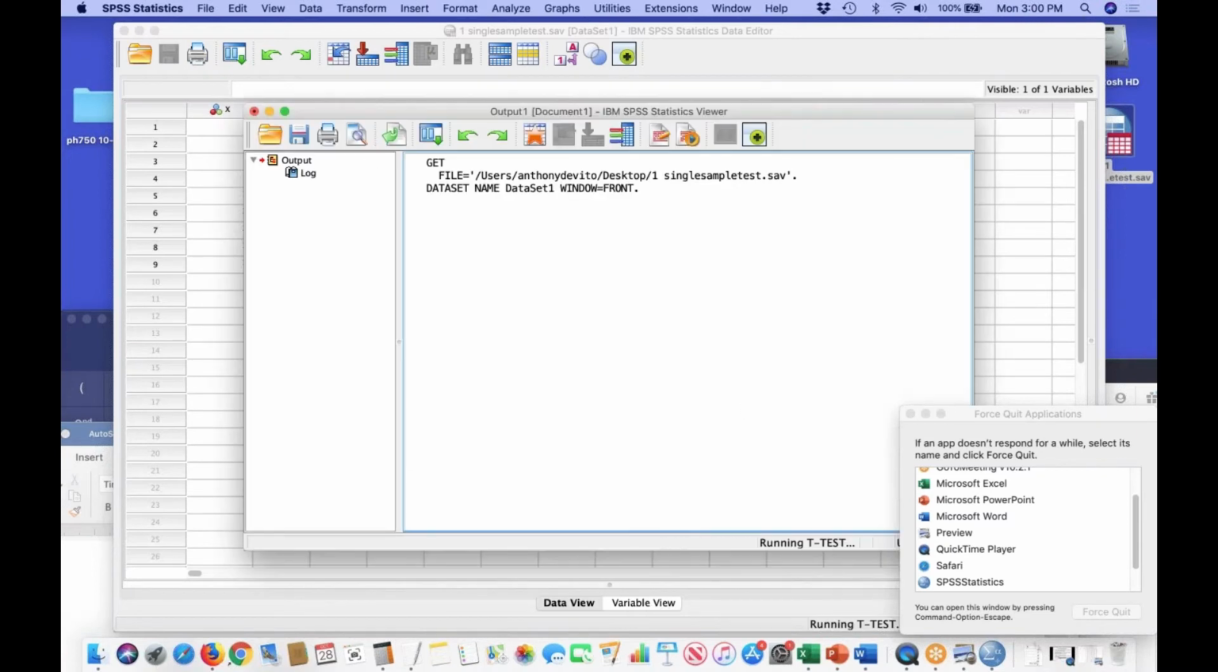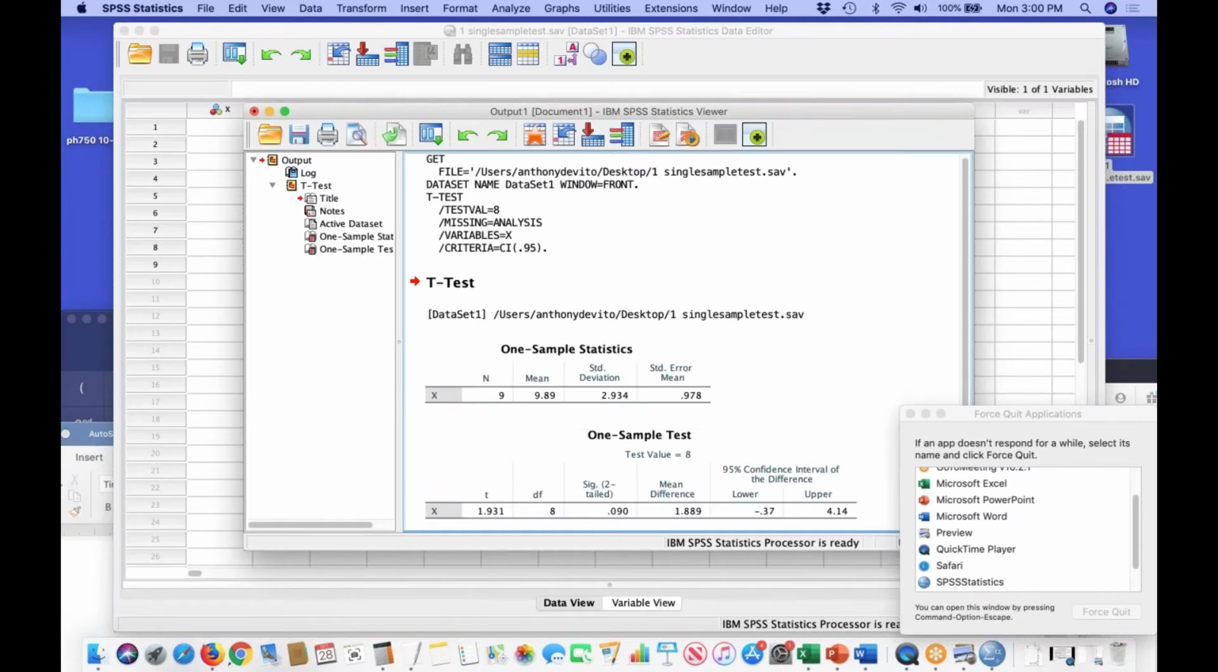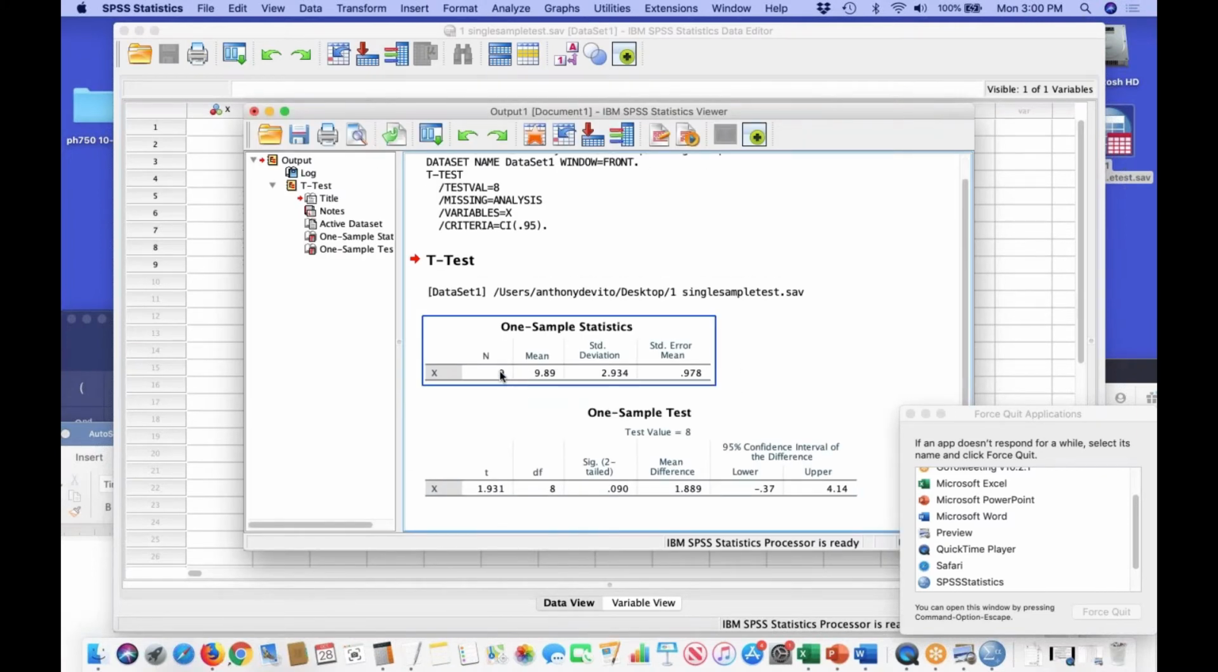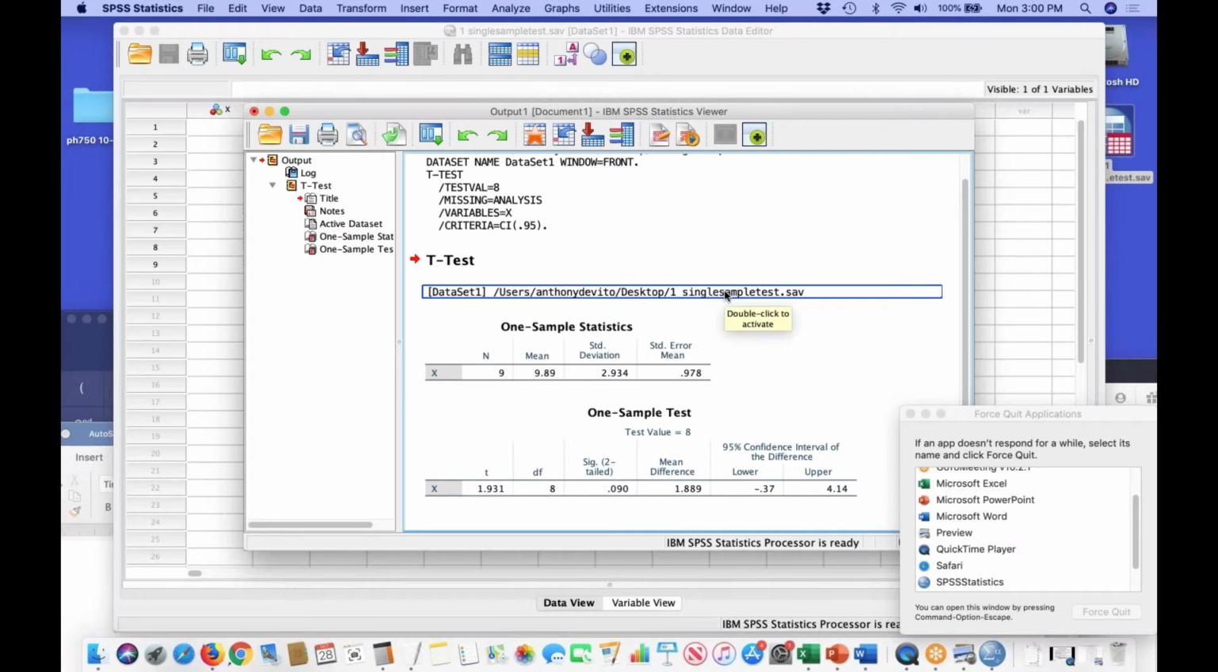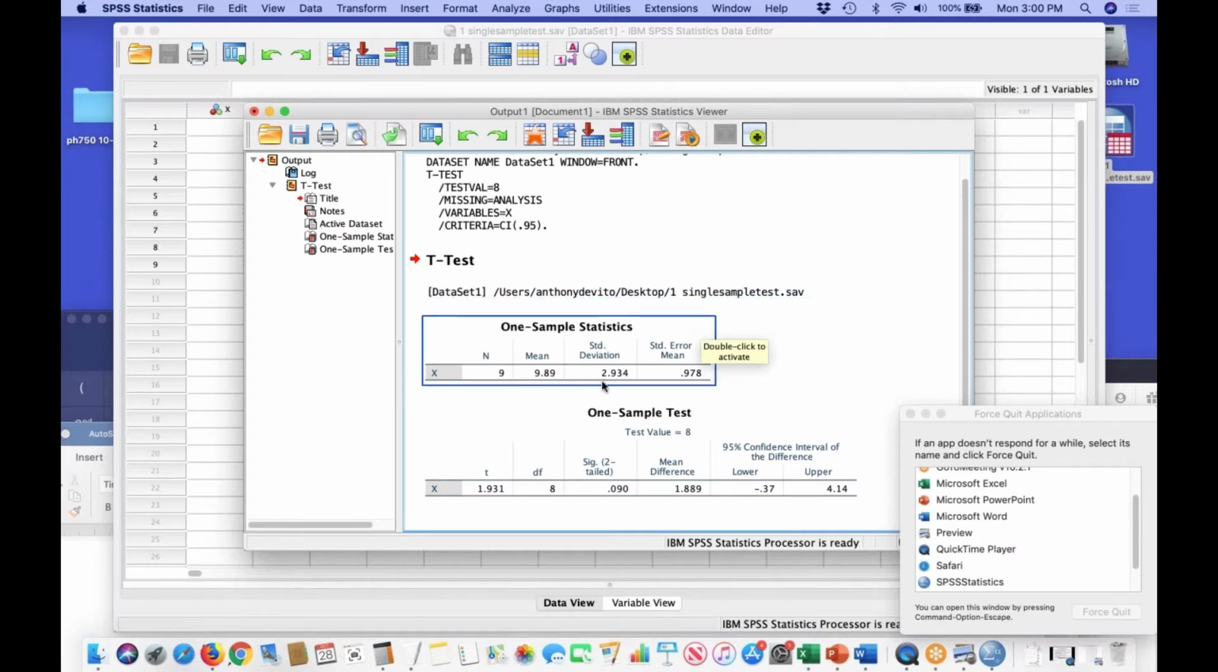I don't need any options on this. I'll just click OK. And what does SPSS give us? It gives us 9 valid numbers, 9 valid samples. The mean was 9.89, just as we found before. The standard deviation was 2.93, and the standard error was 0.978. In other words, it did the calculation not knowing what the population standard deviation was, literally giving us the same values that we got when we did it manually using Excel.